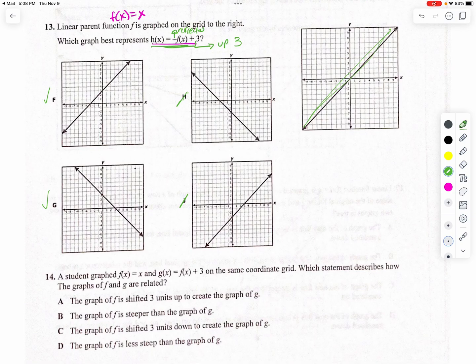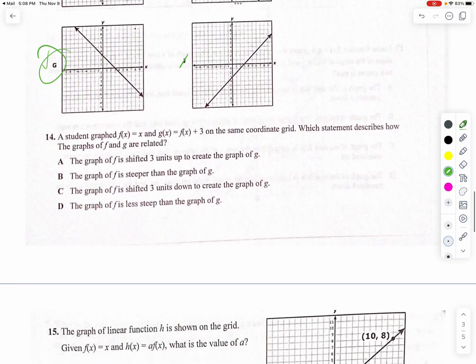So what is the negative? That means instead of it being a positive slope, it needs to be negative. F or G has a negative slope. Yep, it's G. So that's the answer.